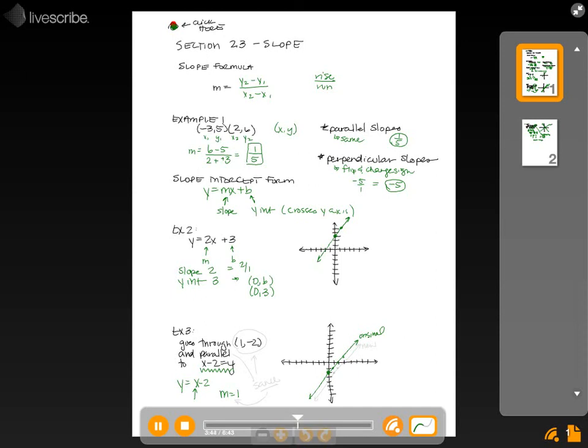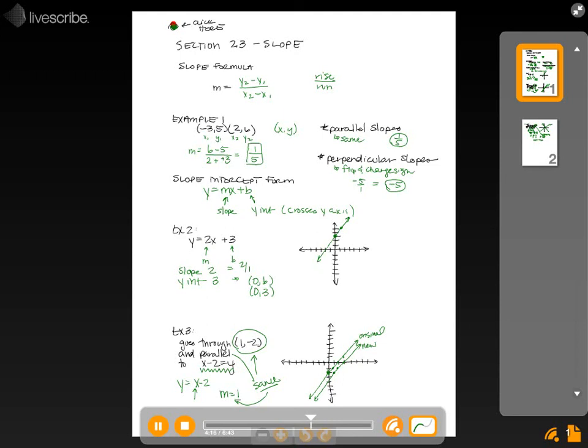Now we want a new line that's parallel to that, but it's going to go through 1, negative 2. So first thing we're going to do is plot this point. 1, negative 2. Awfully close to our original line. And remember, I told you parallel lines means that they have the same slope. So we're going to use our same slope here. We're going to go up and over 1 each time. Do a couple points like that, and we've got our new line.